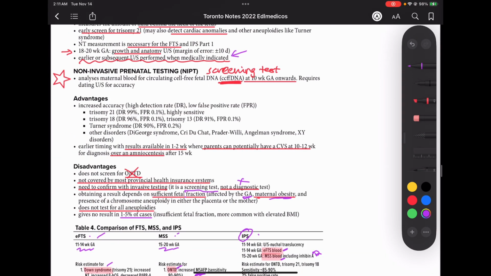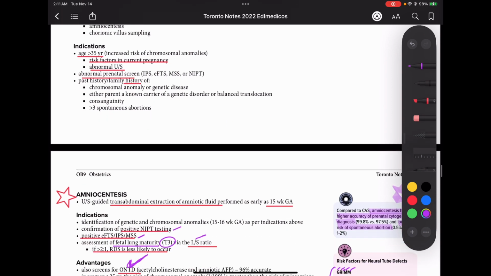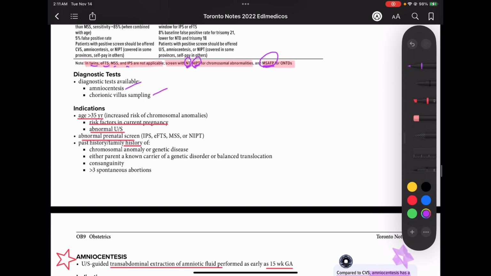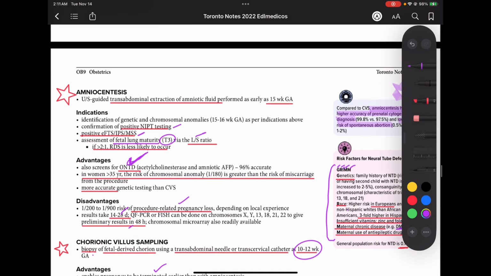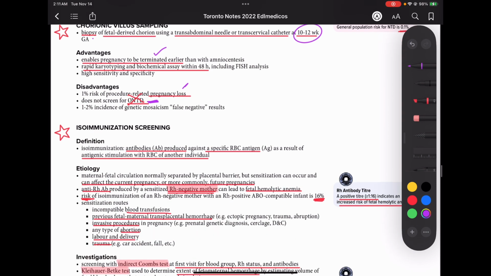We did ultrasound, we did NIPT, we did the comparison, then the 2 diagnostic testings, amniocentesis and chorionic villus sampling. The indications are higher age, extreme age in mommies, risk factor in current pregnancy, any abnormal ultrasound, any abnormal prenatal screenings, and any family history. We read about amniocentesis, we read about chorionic villus sampling.